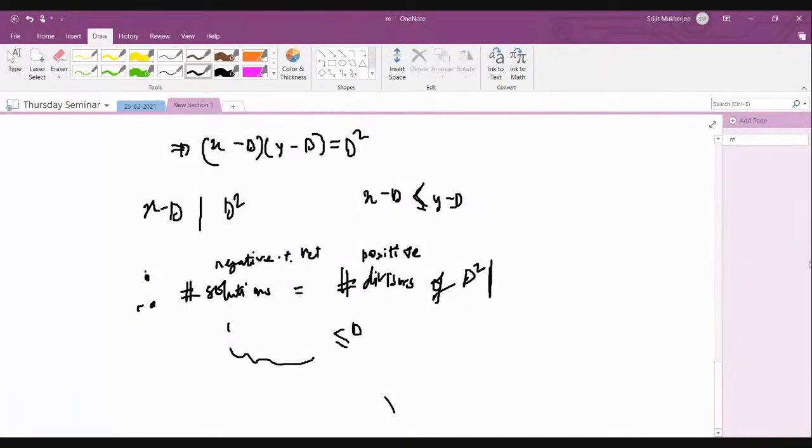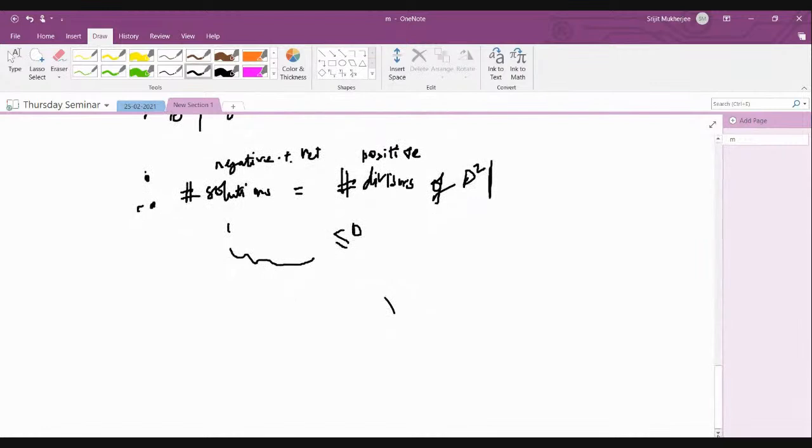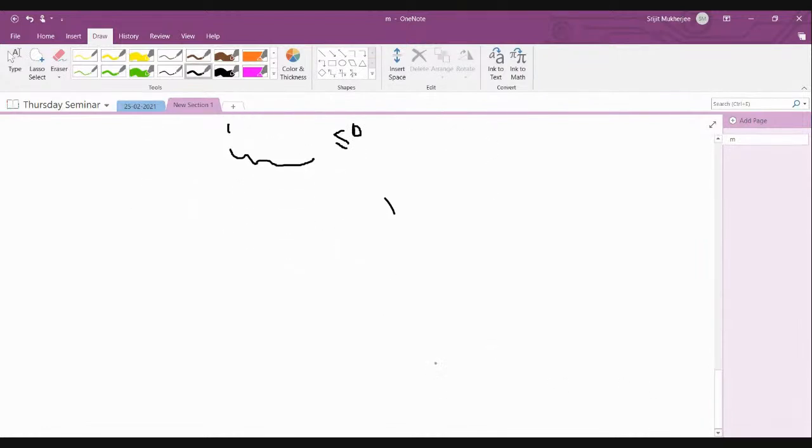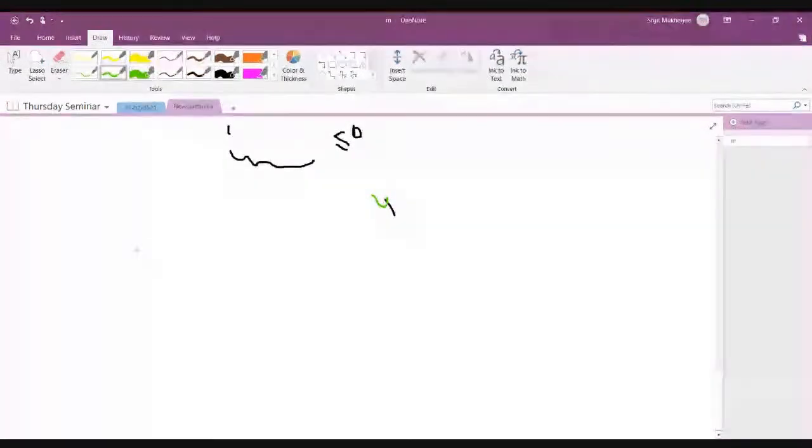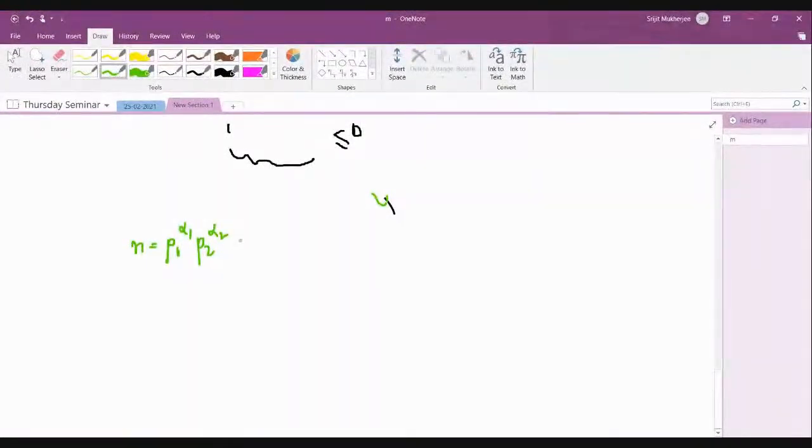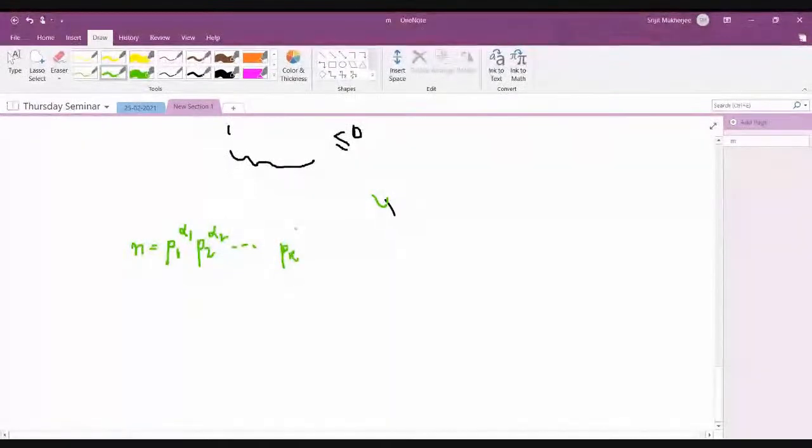So now this is d squared. That is really interesting, and you know how to compute the number of divisors of a number, right? How do you compute it? Let me show it to you. Suppose n is a number, and n is p1 to the power alpha 1, p2 to the power alpha 2, and so on, up to pk to the power alpha k.